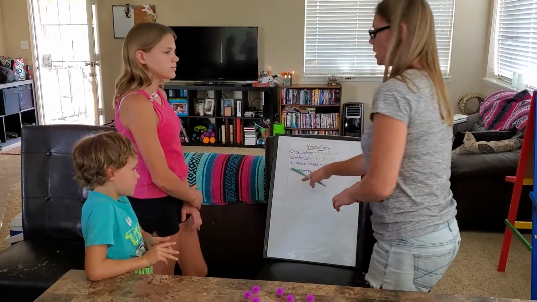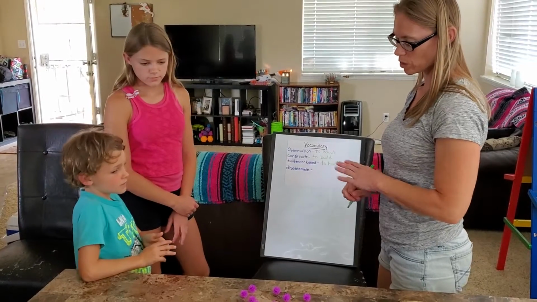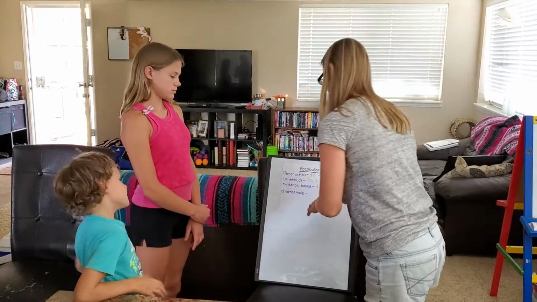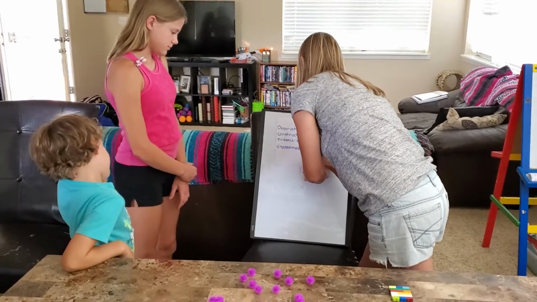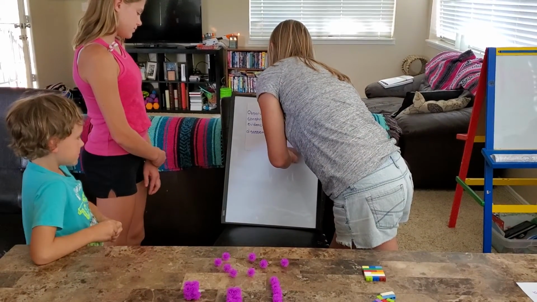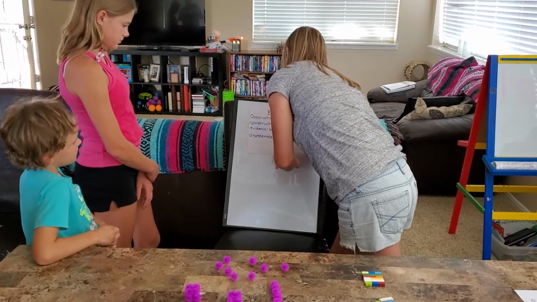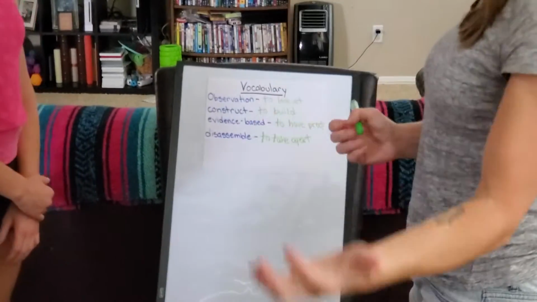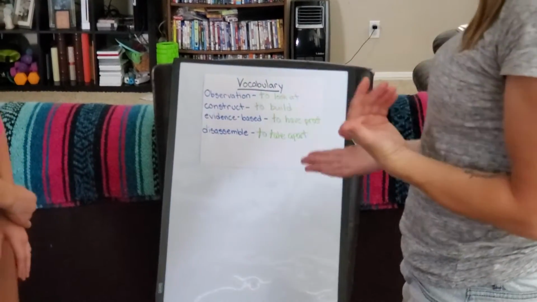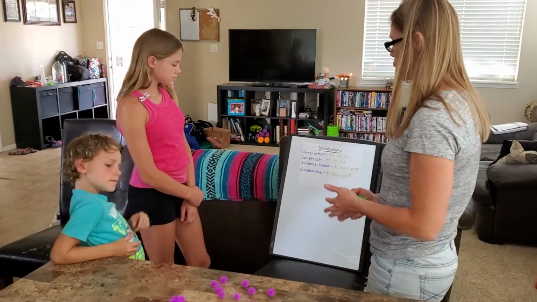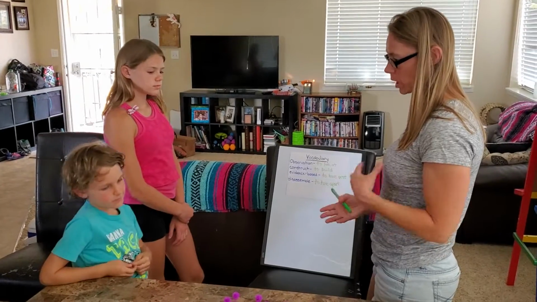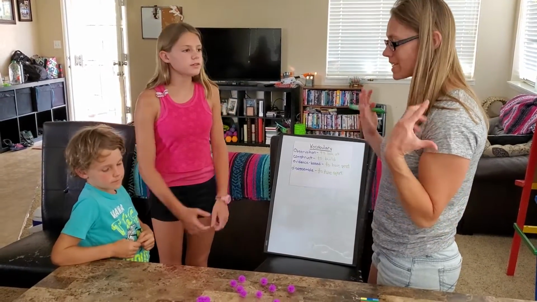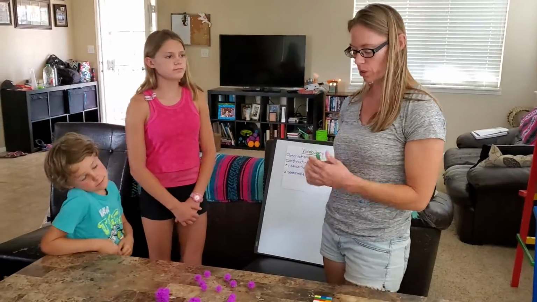All right, and our last word is disassemble. We're going to disassemble something, to take apart. Create something new, to take apart. Okay, so we're going to observe a model. We're going to construct or build something new using evidence. We're going to be looking at something, and we're going to have proof of it. And we're going to take something apart to make something new.